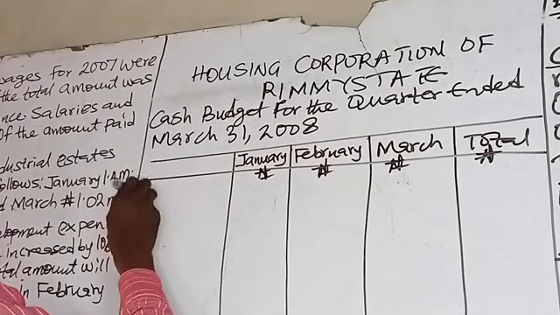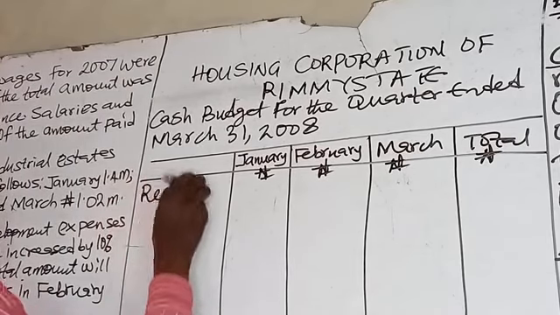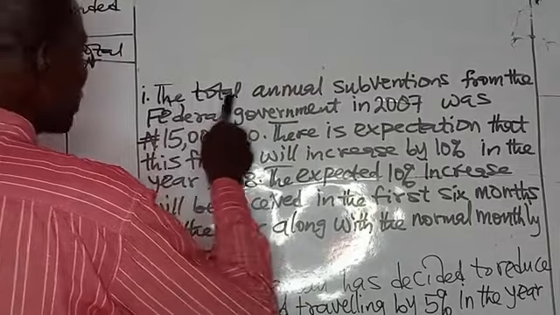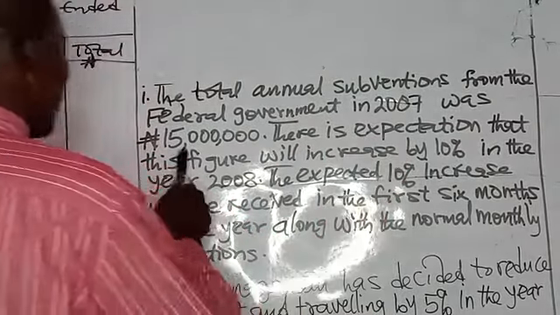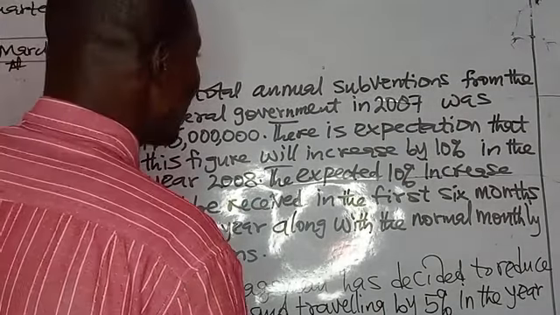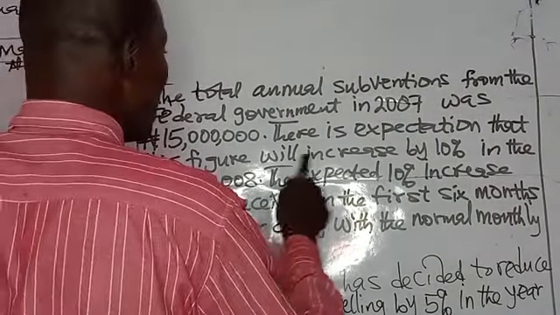So we start with receipts. What are the items of receipts? Now, note 1. We're told the total annual subventions from the federal government in 2007 was 15 million naira. There is expectation that this figure will increase by 10% in year 2008.